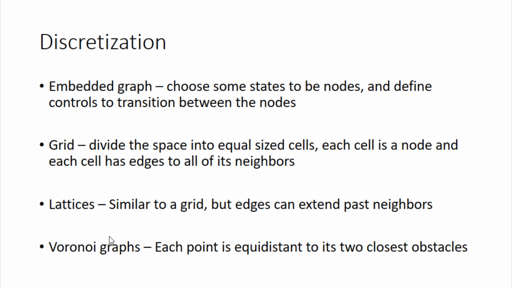It's very likely you all have worked with grids before, and those are something that are pretty intuitive. A lattice is similar to a grid, but its edges can extend past its neighbors. So lattice is mostly concerned with the symmetry of your edges. So if I have nodes all around me, I should have edges to all of them.